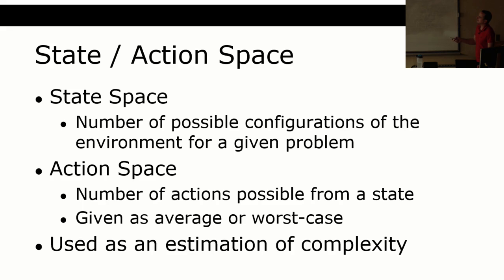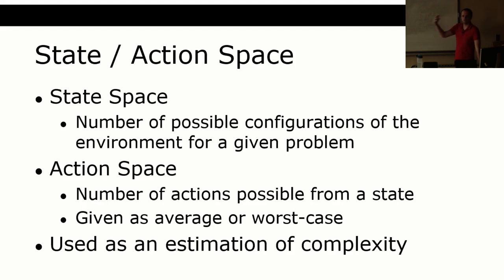And similarly, the action space of an environment is the number of possible actions that we can take from a state. And because the number of actions that we can take from a state varies sometimes, right? Like, think about the very beginning of a chess game. You can only move your pawns or your knights, right? You can't move everything. Versus like halfway through the game, you can make like 50 or 60 different moves. And so sometimes the action space is going to be given as like an average case or a worst case or something like that. And what this does is it's used as an estimation of the complexity of a problem.